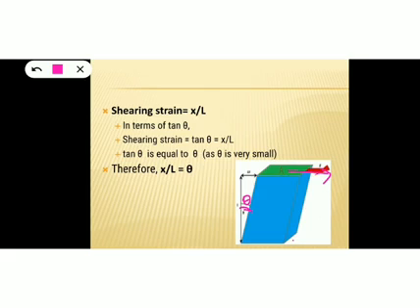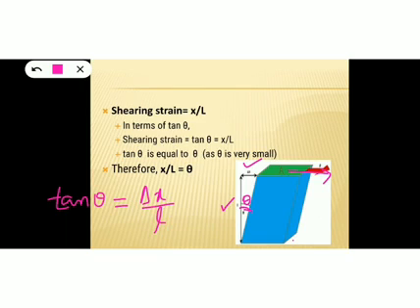And how will you find out theta? If you consider tan theta, from this figure, what is tan theta? Tan theta is opposite side by adjacent side, and here opposite side is delta x, adjacent side is L. L means length of that block. So tan theta is delta x by L.